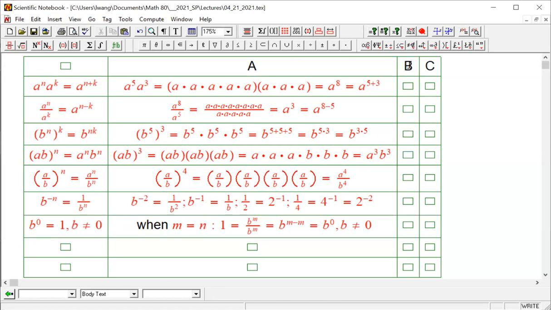So now let's look at column B. We understand all of these rules.